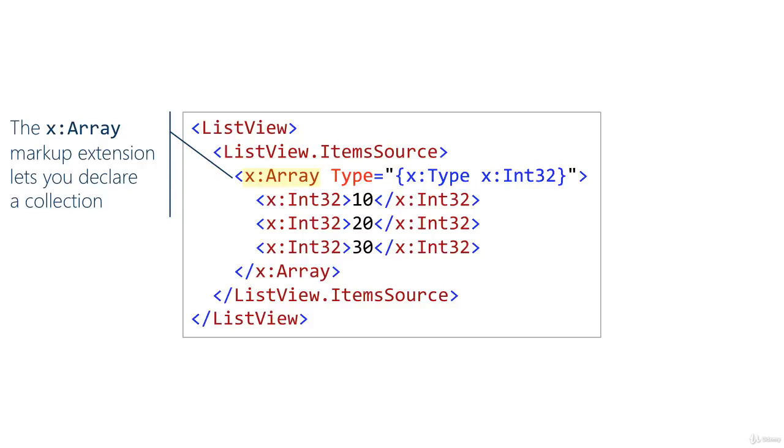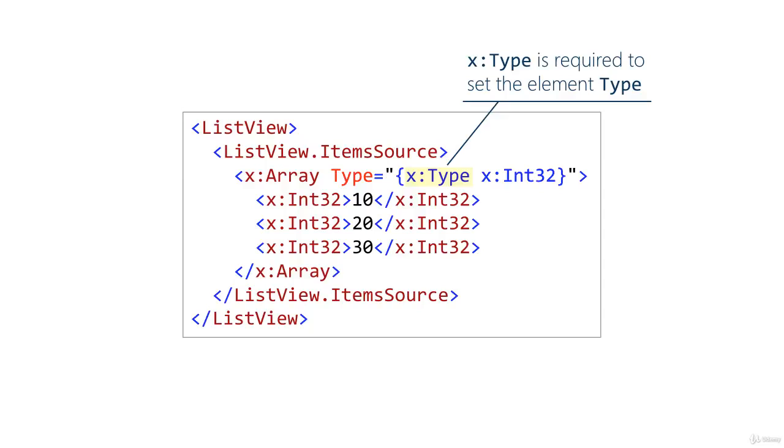This one's interesting because this is one of the only ones that you use with the element syntax instead of the attribute syntax. So notice x:array there is used as an element. So this lets you create a collection directly in your XAML. You do need to tell the array what the type of the element is that it's going to store. And in fact, this is one of the main uses of the x:type markup extension.